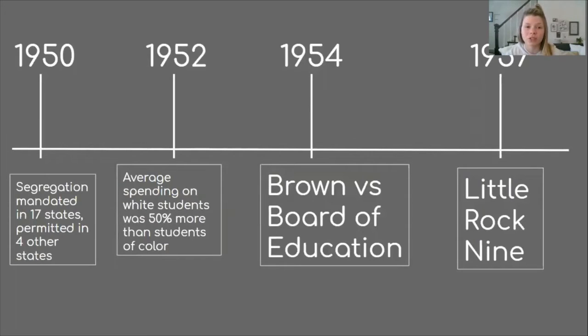In 1952, the average spending on white students was 50% more than students of color. This is spending made by the schools. So white schools are spending 50% more on their students than schools that have students of color. In 1954 is when Brown versus Board of Education happens. And before we can keep moving on this timeline, we need to know, what is Brown versus Board of Education?